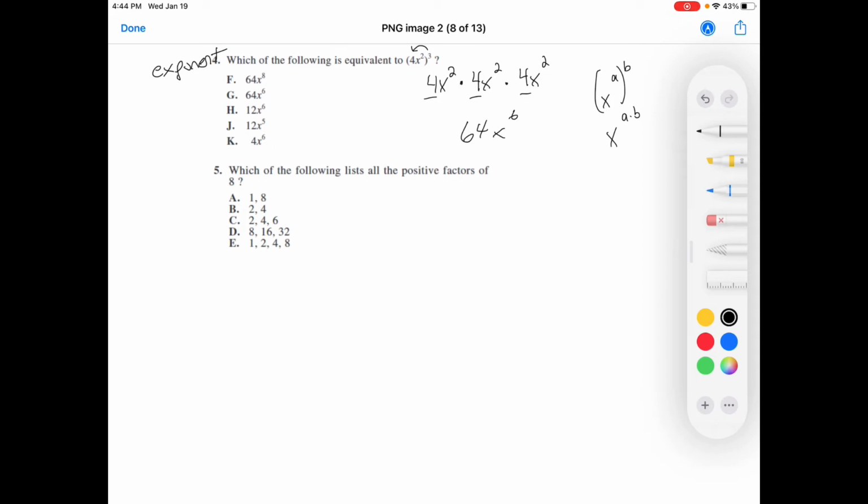All right, and then number 5, we'll just call this one arithmetic as well. We need to know what are the following positive factors. What is a factor? A factor is a number that will go into another number evenly. And so we want to know what will go into 8. What are the positive numbers that will go into 8? Well, 1 is a factor, 2 is a factor, 4 is a factor, and also 8 is a factor.